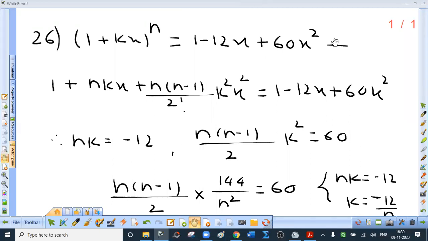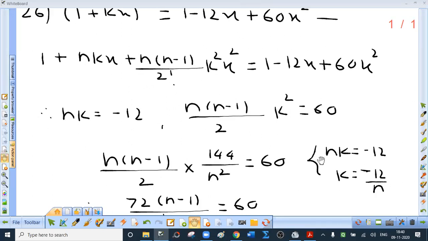26. Suppose 1 plus kx raised to n is 1 minus 12x plus 60x square and so on. Find k and n. So we are interested in first three terms only. So 1 plus kx raised to n is what? 1 plus nkx plus n into n minus 1 by 2 factorial k square x square. I have written only three terms because on RHS three terms are given. So clearly nk is minus 12, and n into n minus 1 upon 2 factorial, which is 2, into k square is 60, because this is the coefficient of x square.